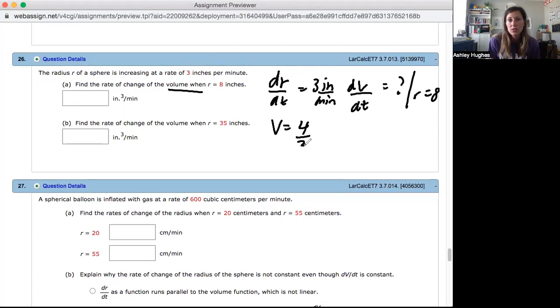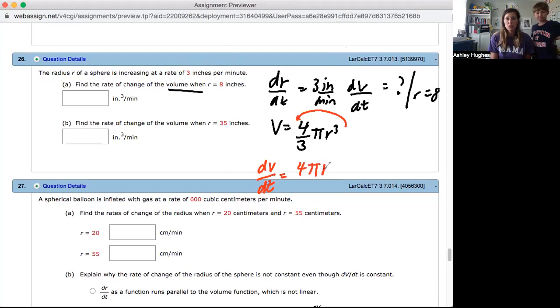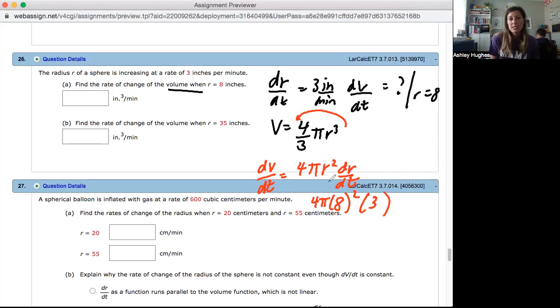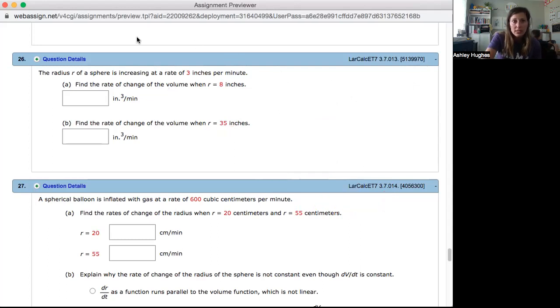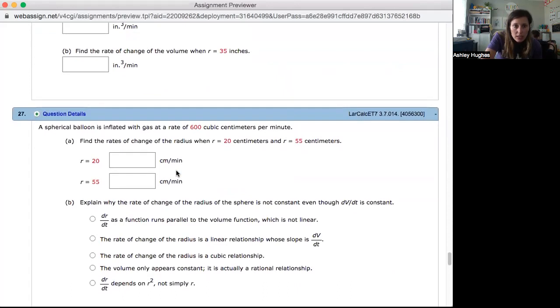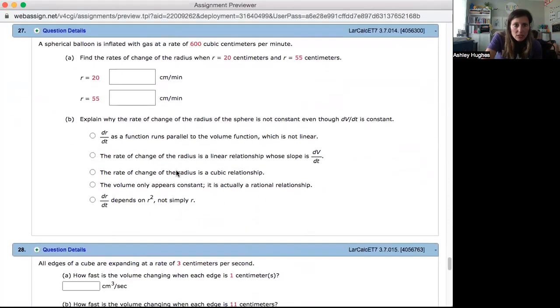Volume of a sphere is 4/3 pi r cubed. We're going to take the derivative of this, and that would be dV/dt equals 4 pi r squared dr/dt. And then we're going to plug in r is 8, and dr/dt is 3. So you just multiply that together and you put that right here. And this is a very similar idea. You just use 35 instead of 8. So the sphere and the circle are fairly straightforward. Yes, so that's also very straightforward.